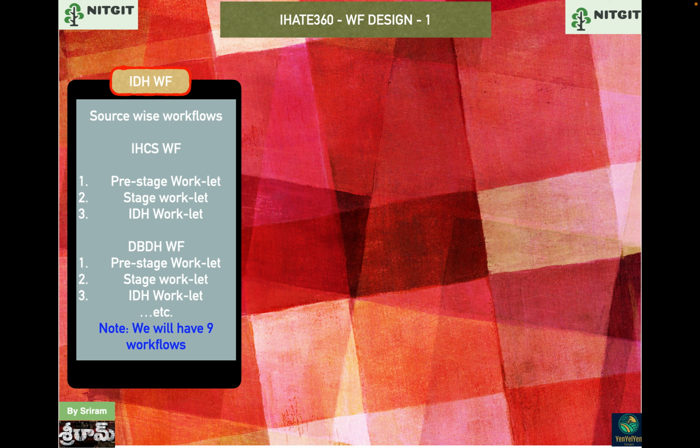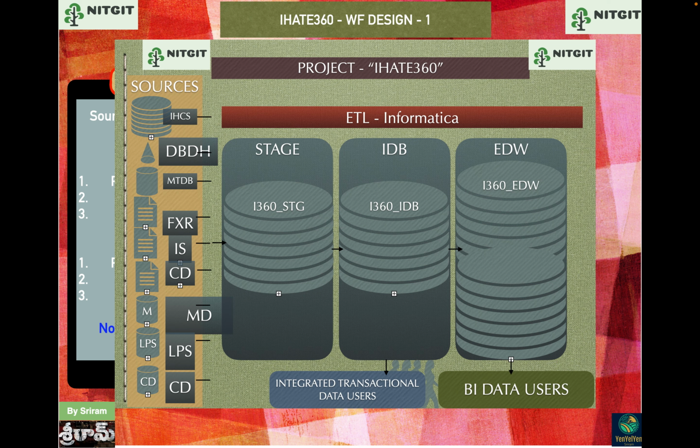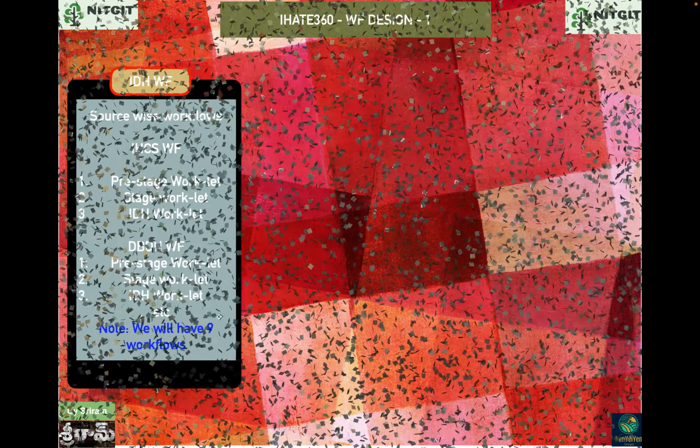Say for example, we have an IHCS workflow, which has 3 steps and 3 worklets: pre-stage worklet, stage worklet, and IDH worklet. And also we have a daily big data hive workflow, which gives us daily transactions, which also has 3 worklets: pre-stage worklet, stage worklet, and IDH worklet, and so on. So 9 different workflows, each with 3 different worklets. 9 into 3, 27 worklets are available, and 9 workflows we are going to create. This is the project I am showing again. We have 9 sources, and these are the steps we have: first step stage, IDB, and EDW.